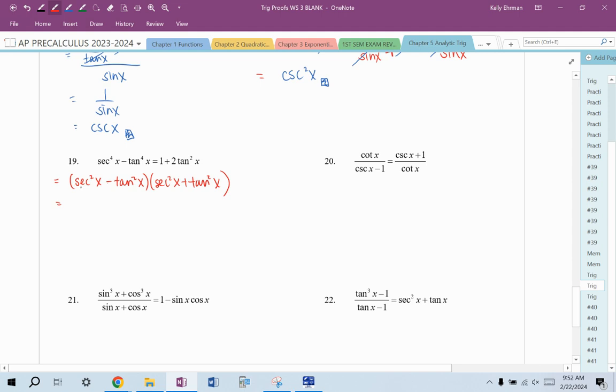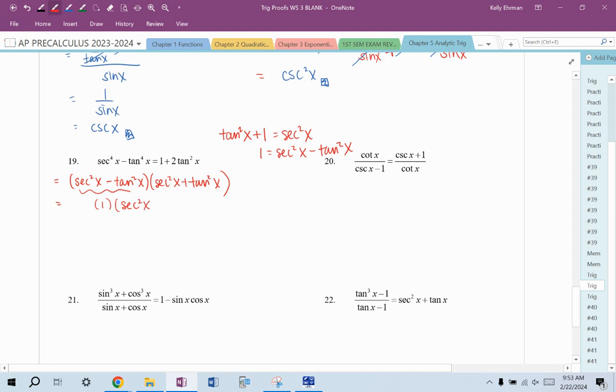One of these is a trig identity. What's the one we have on our sheet? Tangent squared plus 1 equals secant squared. Maybe you have the rearranged versions on your sheet as well. If we get secant squared and tangent squared on the same side, 1 equals secant squared x minus tangent squared x. All right, so this is 1.